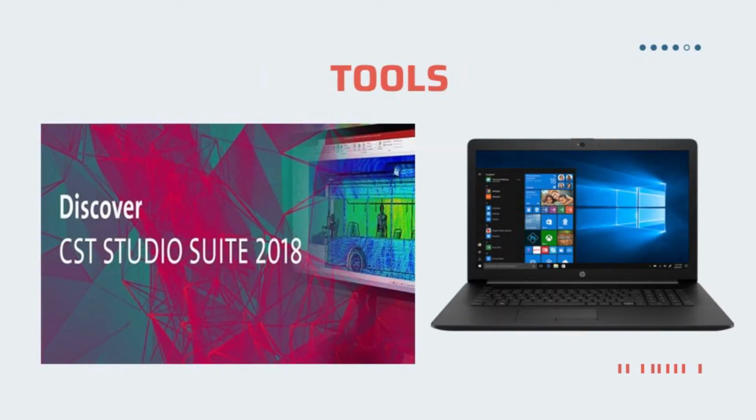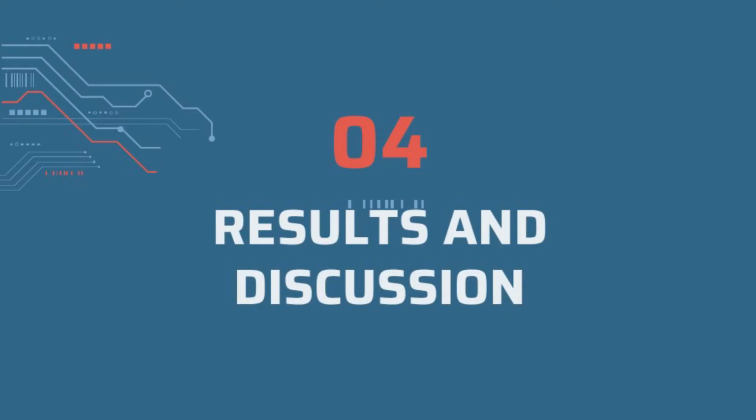Computer Simulation Technology, CST Microwave Studio software, is the main software to accomplish this project. This CST software will help to design the free space microwave measurement system and simulate the design. For the analysis part, Microsoft Excel will be used, and the other tool needed in this project is a personal computer. Next, I will explain the result and discussion.